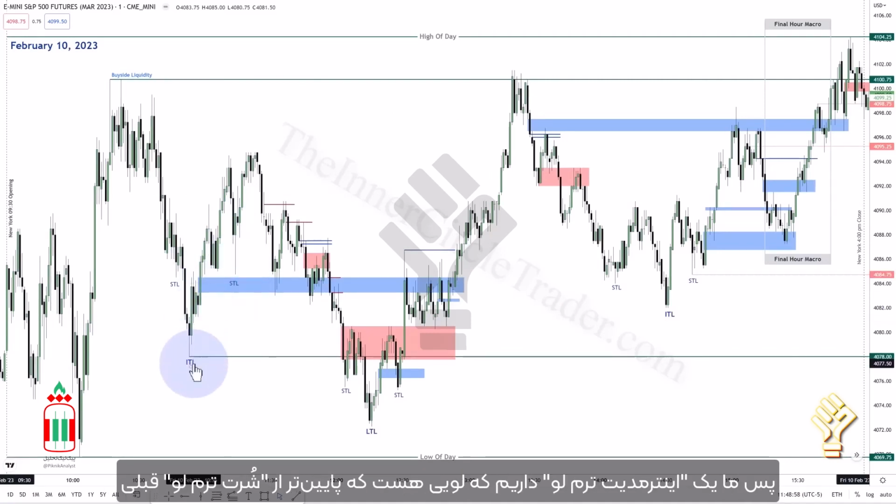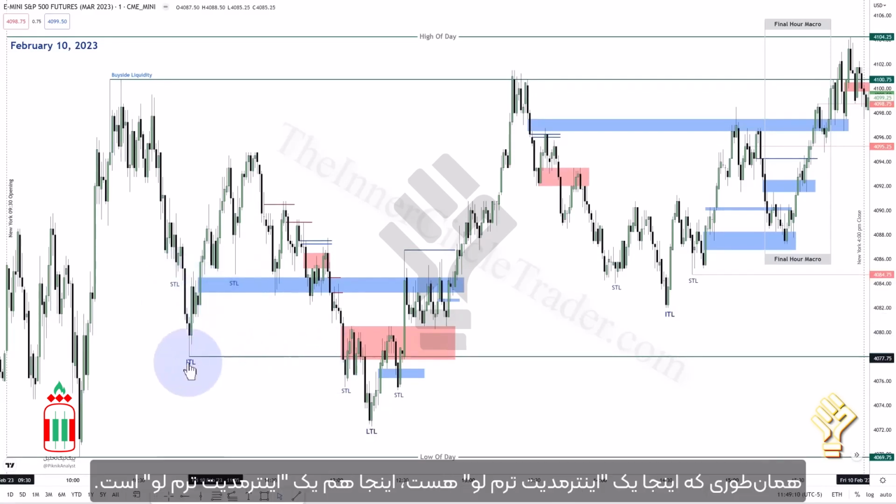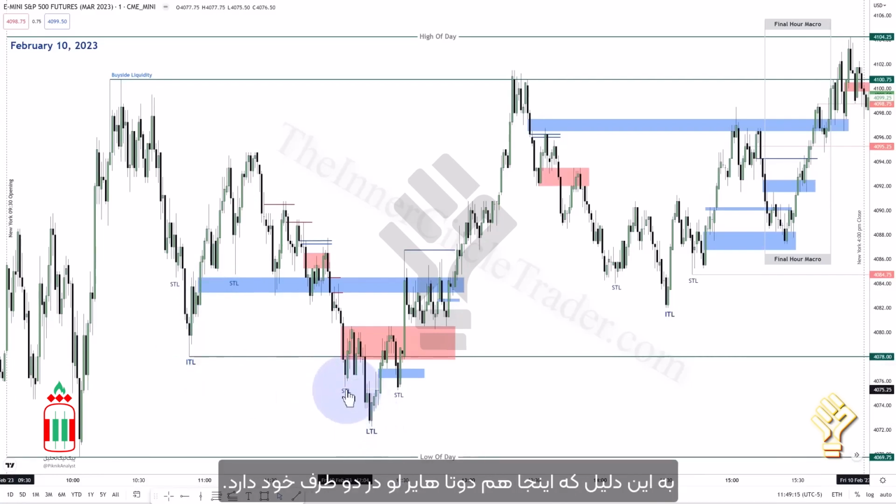So we have an intermediate term low, which is a low that has a low that's lower than the previous short term low and lower than the higher low here. So there's 3 points, okay? Just like this is an intermediate term low here, this is an intermediate term low as well because it has to the left of it a higher low and a higher low.